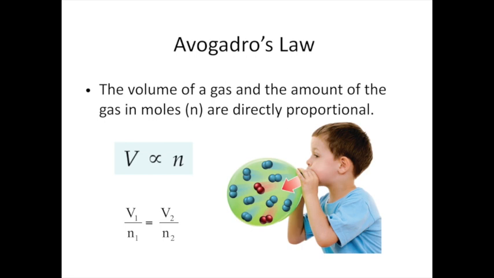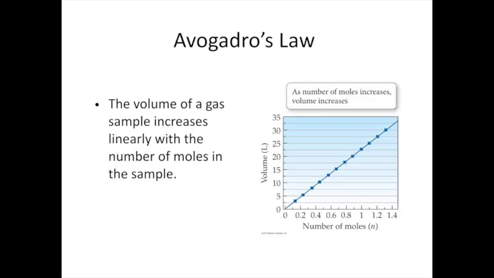The equation has the same look as Charles' law. We're just replacing temperature with moles. So we have V1 over N1 is equal to V2 over N2. Avogadro's law can be a little bit tricky. I'm going to show you why here in just a minute. But again, it has that direct relationship. So because it does, we have the same graph, the linear line, for Avogadro's law as we did for Charles' law. Volume is on the y, moles on the x, and as one increases, the other increases as well.